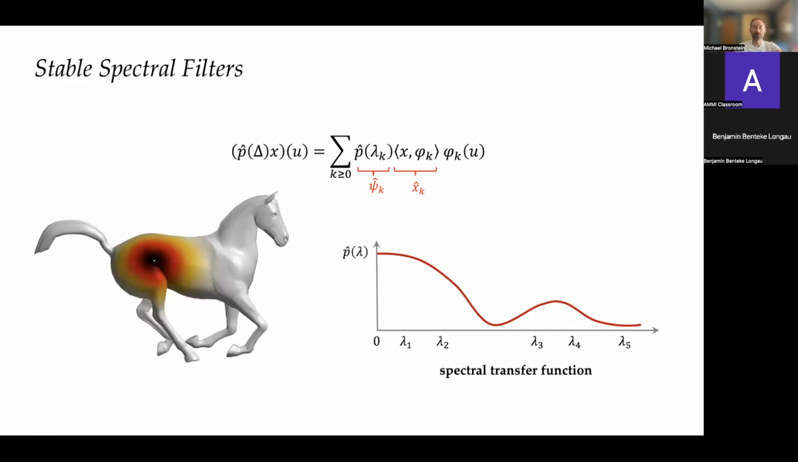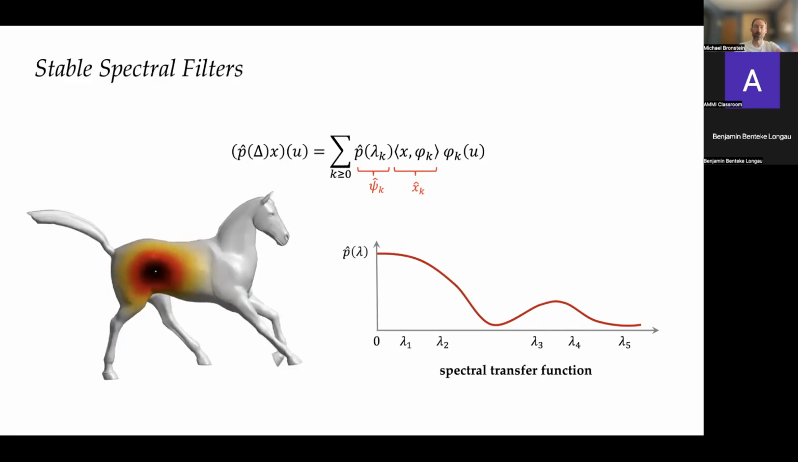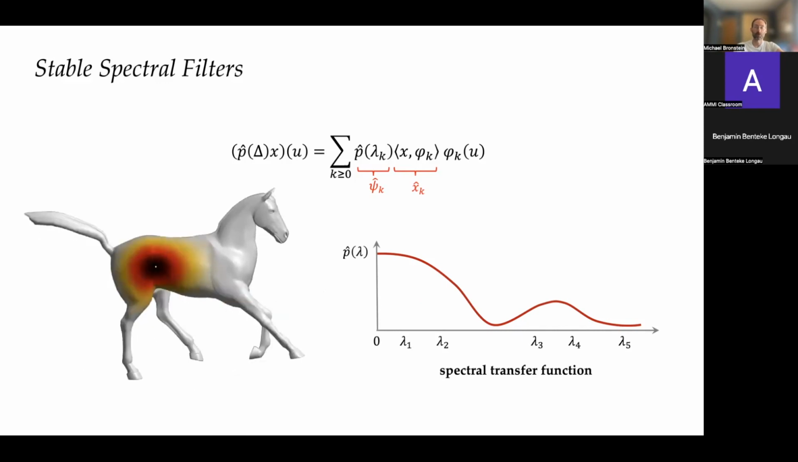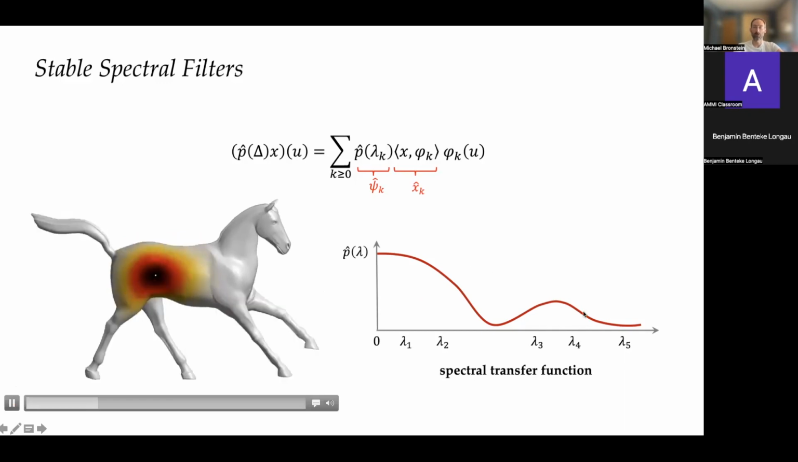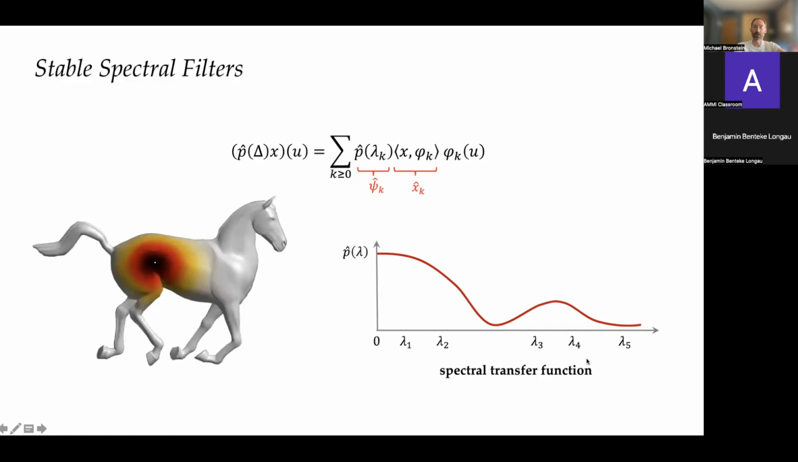So you can see here, this will be this function that is localized around the point on the horse, and you can see that when the horse is deformed, this function follows the deformation of the surface, so no disasters happen.